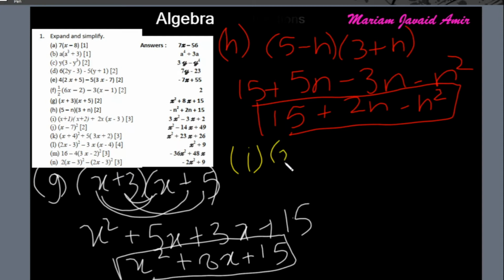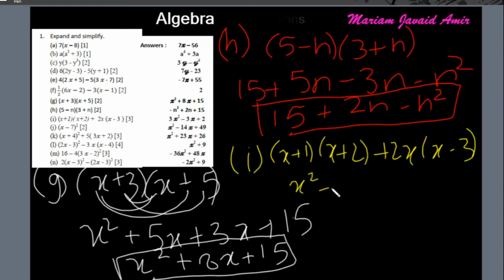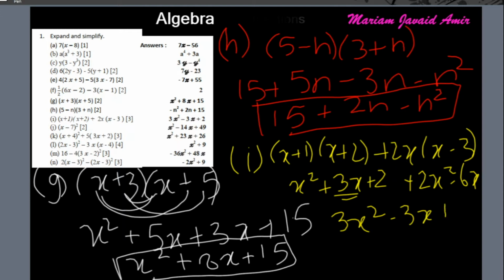Part I is (x plus 1)(x plus 2) plus 2x(x minus 3). So this becomes x squared plus 3x plus 2. I've skipped a step and directly opened the brackets and simplified, plus 2x squared minus 6x. So we get 3x squared minus 3x plus 2. Answer for part I.